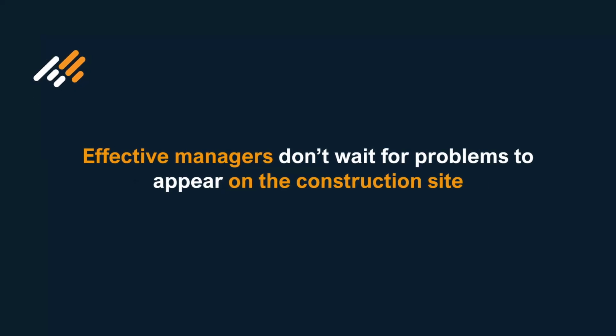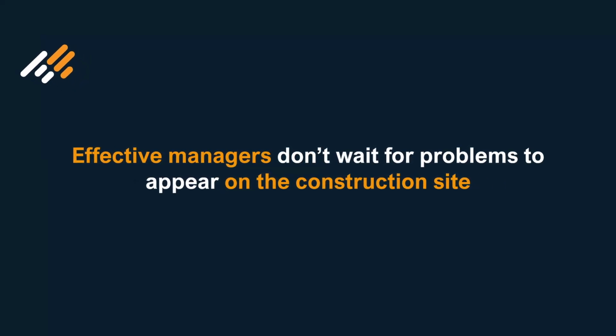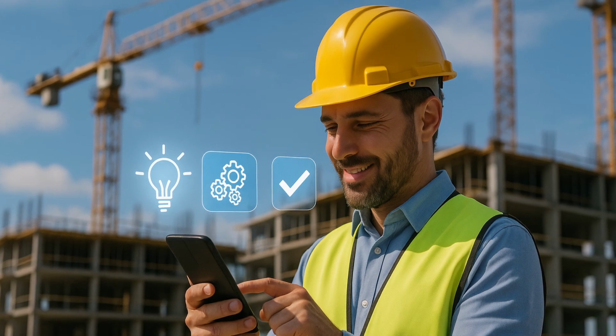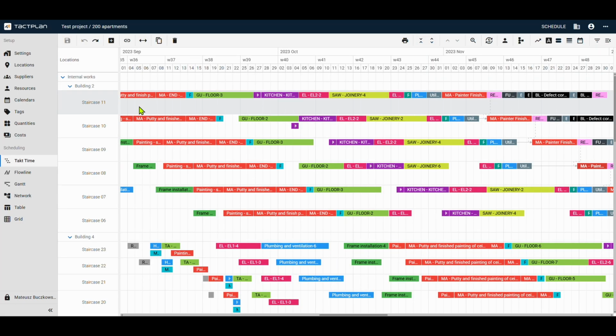Effective managers don't wait for problems to appear on the construction site. They identify them early and take action before they cause delays. Let's take this construction schedule for a residential building as an example.